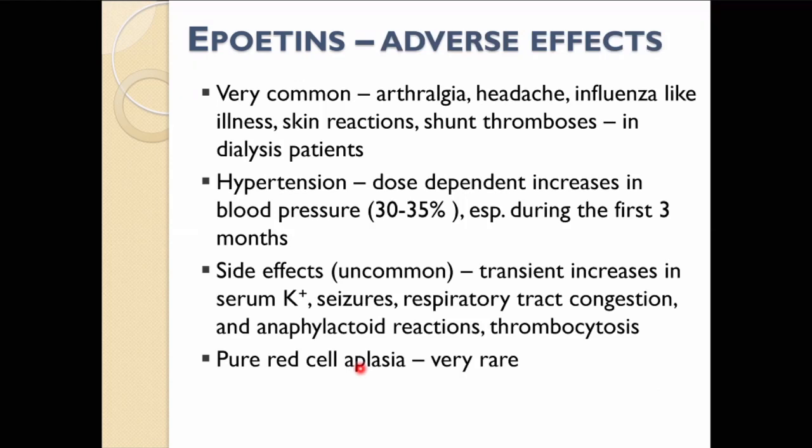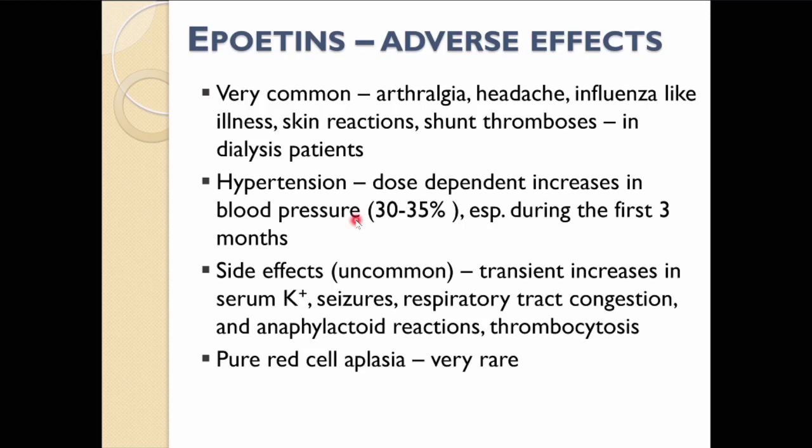Adverse effects, commonly they can cause things like arthralgias, headaches. They can develop a little bit of runny nose and develop an influenza-like illness. Skin reactions can occur. And especially in patients on dialysis, the shunt can undergo thrombosis. Hypertension is also quite common. About 30 to 35% can develop it, and it's dose dependent. It can occur during the first few months of treatment, especially.